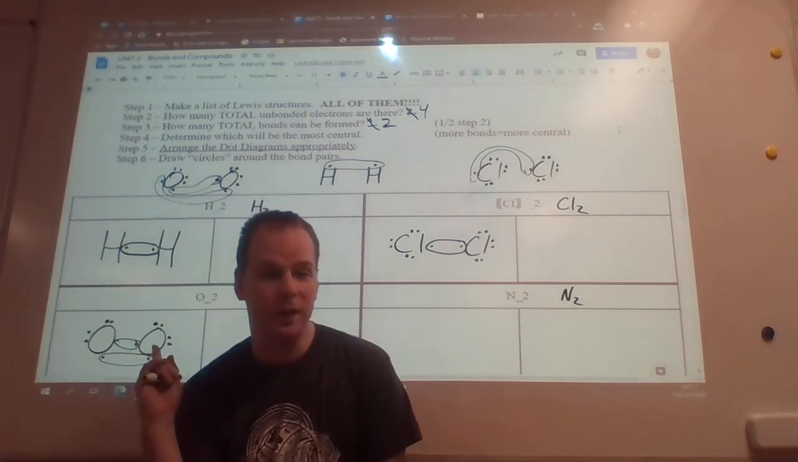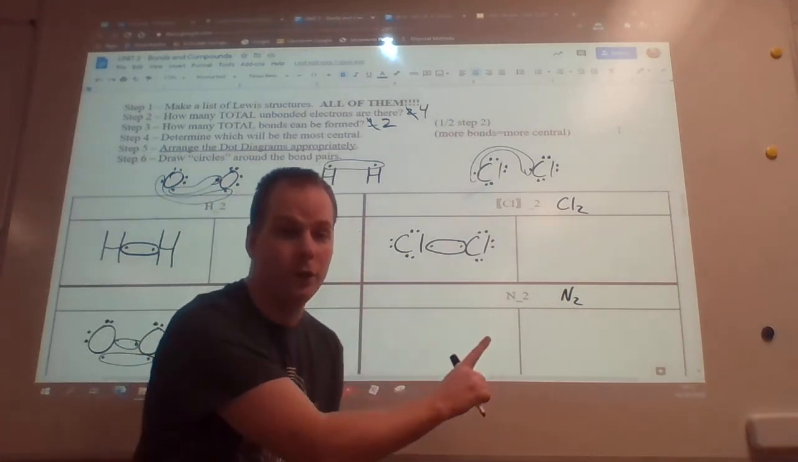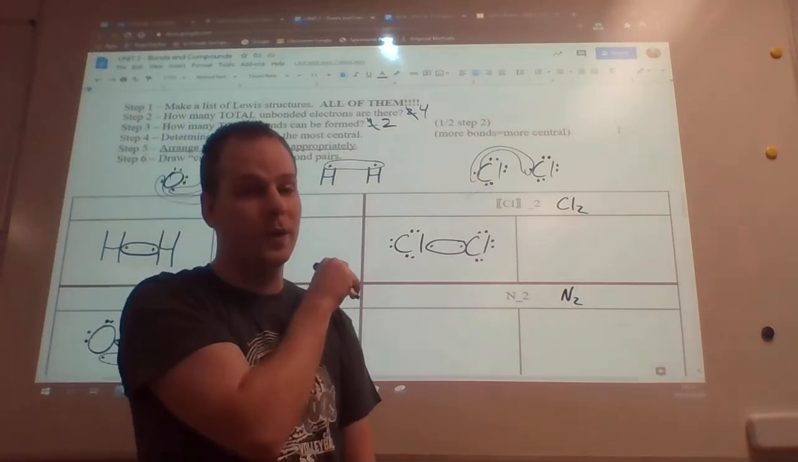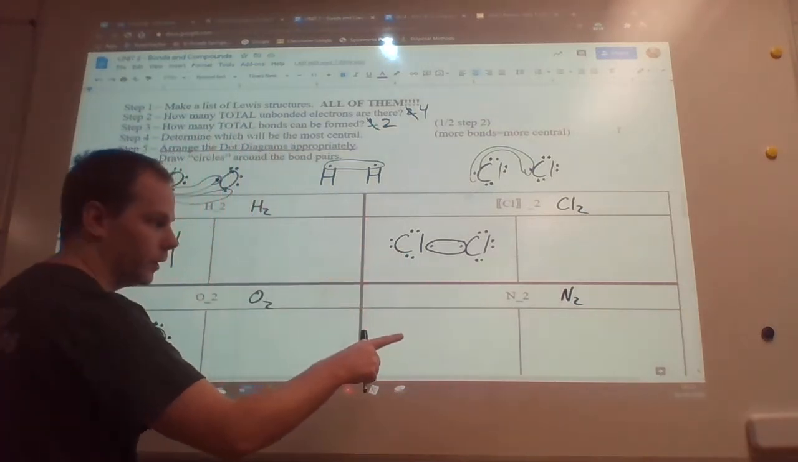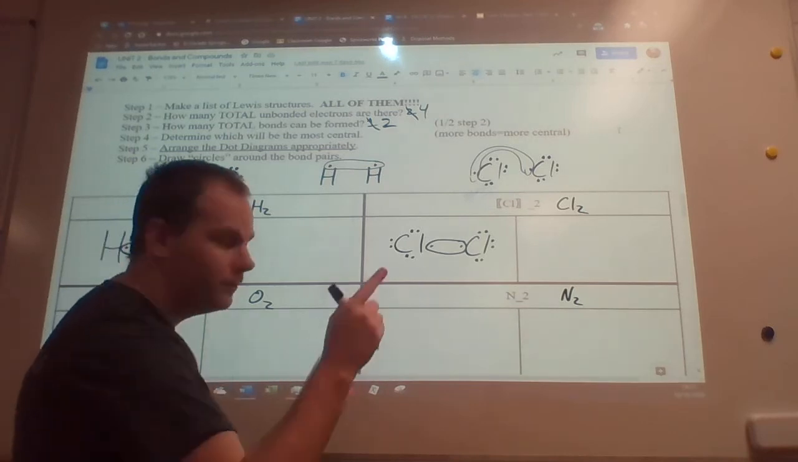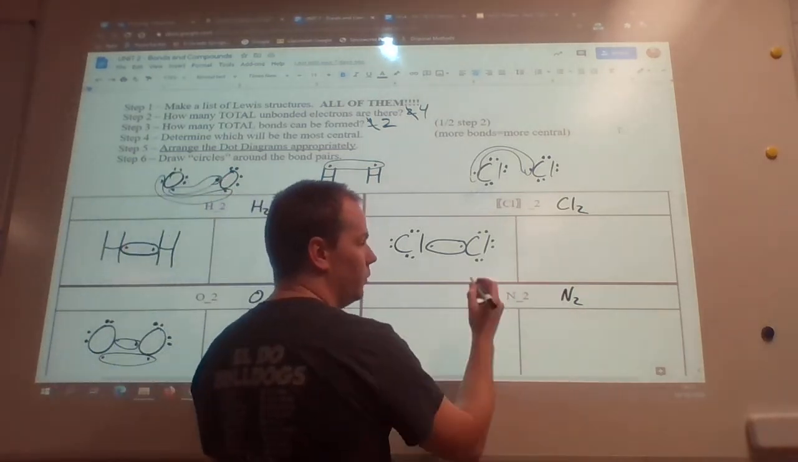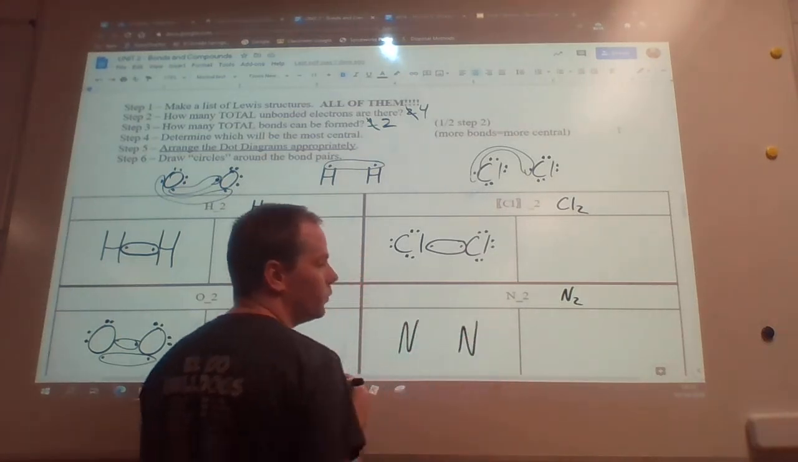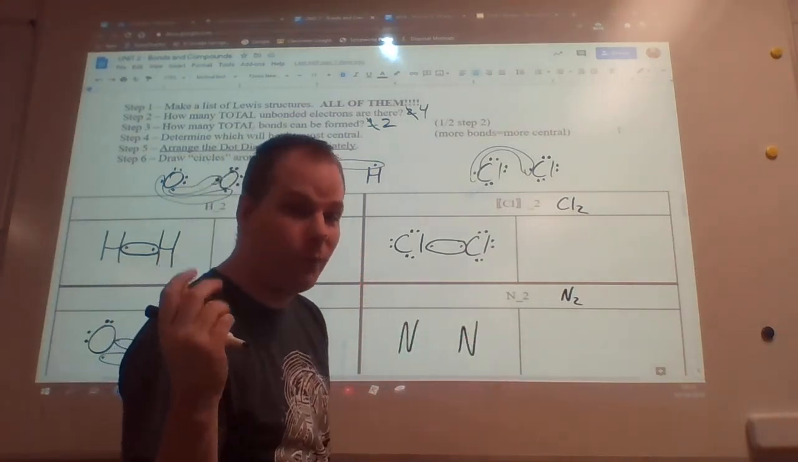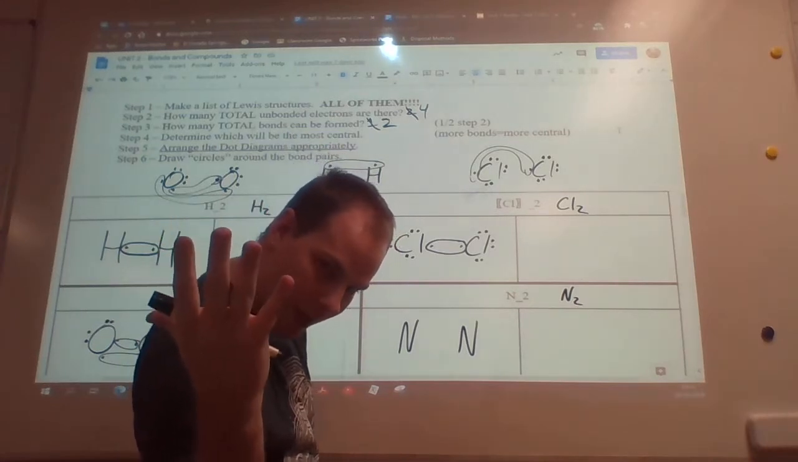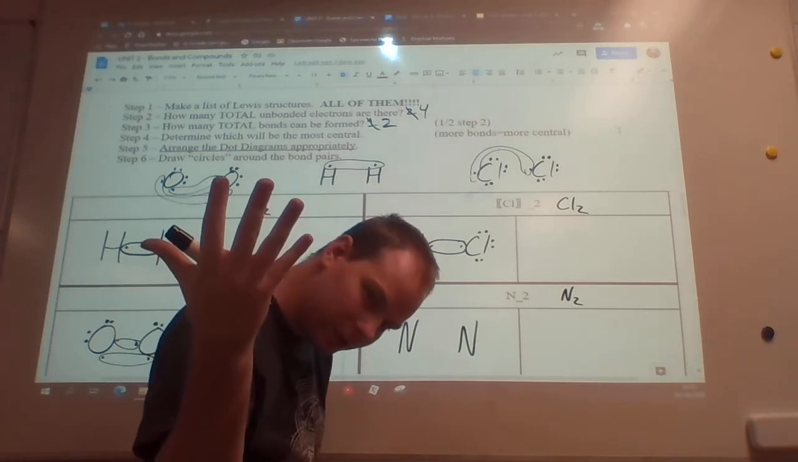Okay, now that you've seen this one, pause it and do nitrogen. Nitrogen gas should be easy now that you've done this. So N2, do that one real quick. All right. N2, we have 2 nitrogens. Each one gets 5. There we go. 5 valence electrons.